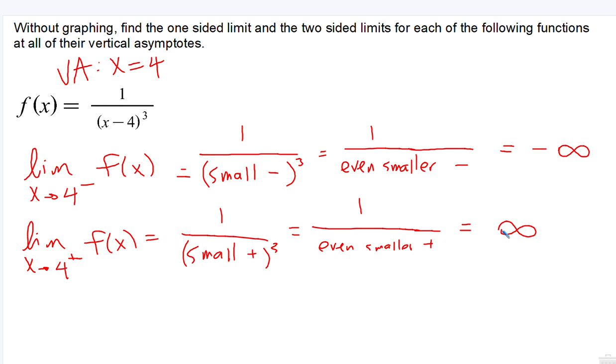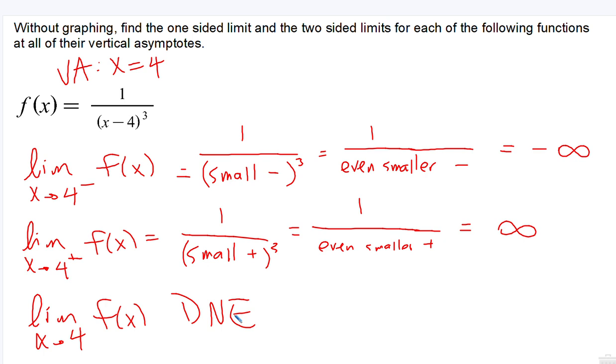And you can check this on your graphing calculator if you want to graph this. You'll see that as you approach 4 from the left, it's going down. It's decreasing without bound. And the same from the right, it's increasing without bound. And therefore, our limit as x approaches 4 of f of x does not exist, because from the left it was negative infinity and from the right it was positive infinity, and those just are not the same.